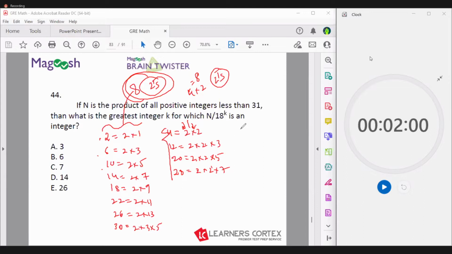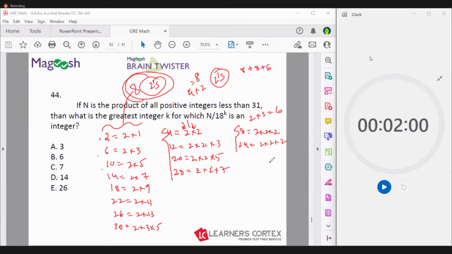Thank you. Then there is 8, which is 2 into 2 into 2. Then 16 will not be put because it has 4 twos. Then 24, which has 2 into 2 into 2. Now there are only two numbers which have the factor of 2 three times. So 2 into 3, which becomes 6. So 8 plus 8 plus 6.